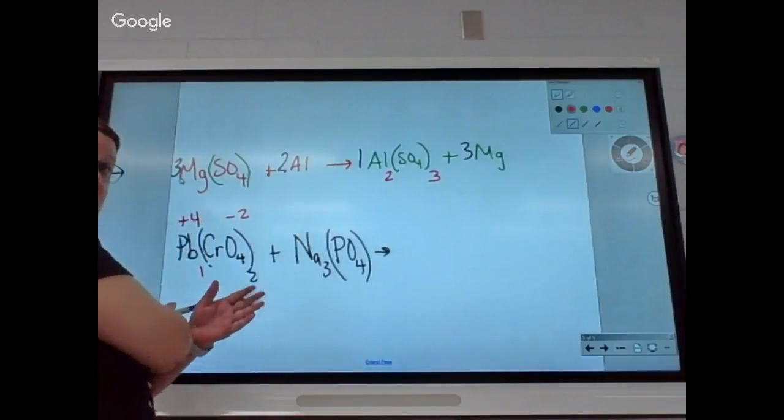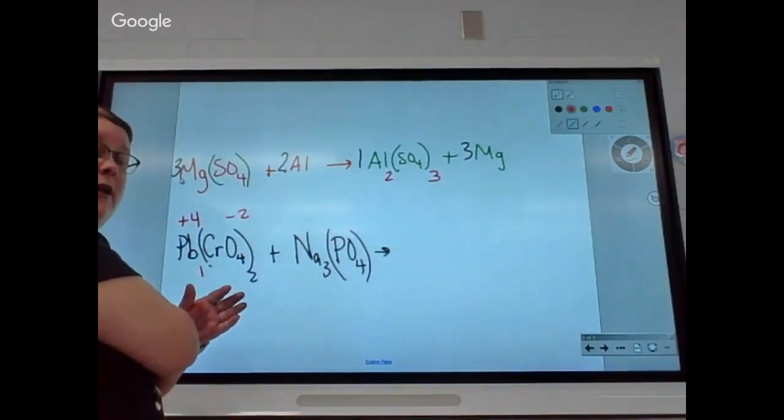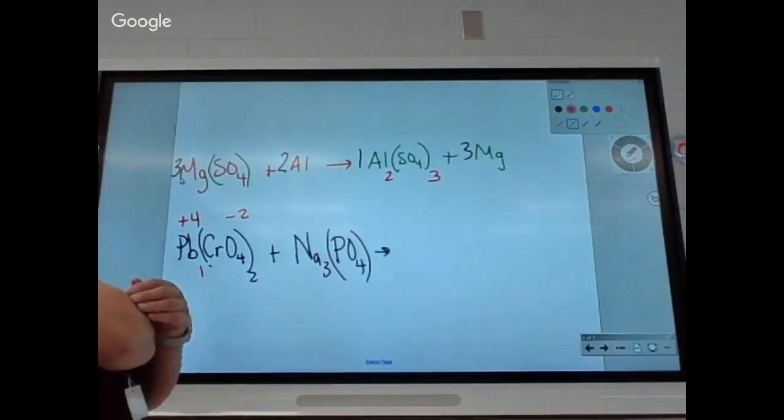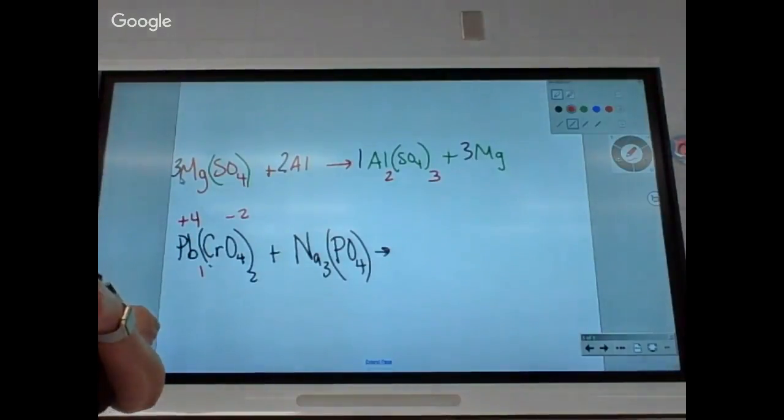Once we crisscross them, we have to reduce if they're not in lowest terms. So they were a 2 and a 4, so we reduce them so that they are in lowest terms. It's like math class. Do you leave fractions as 2 over 4? No, because your math teacher will take points off if they're not in lowest terms, right? Same thing here. You have to write a compound in lowest terms.